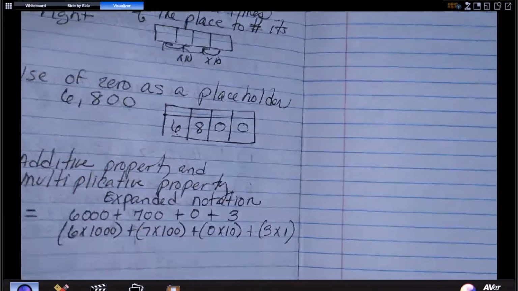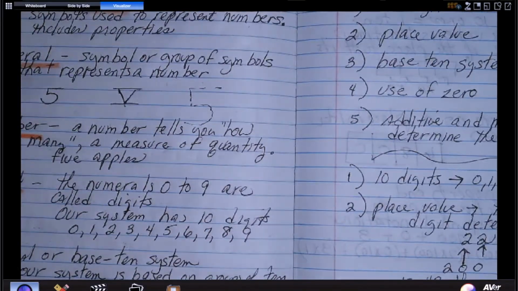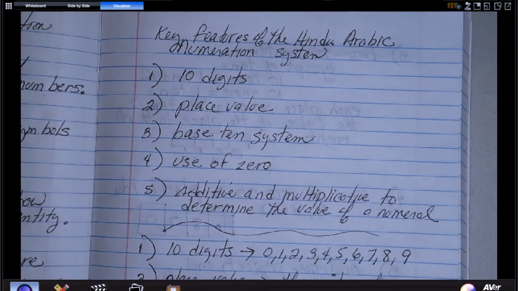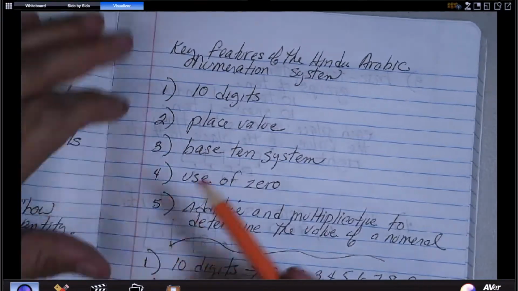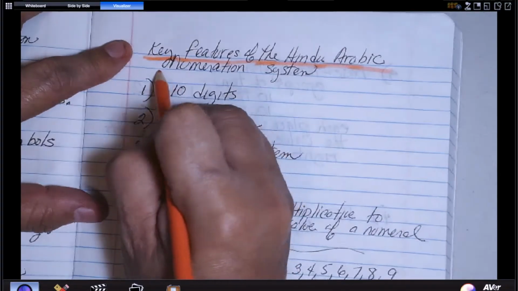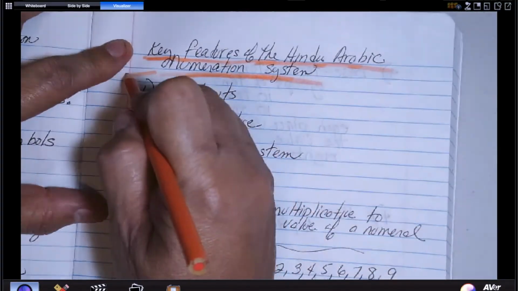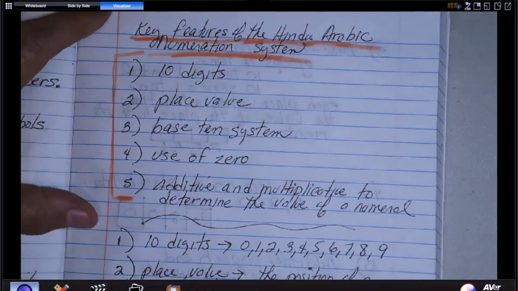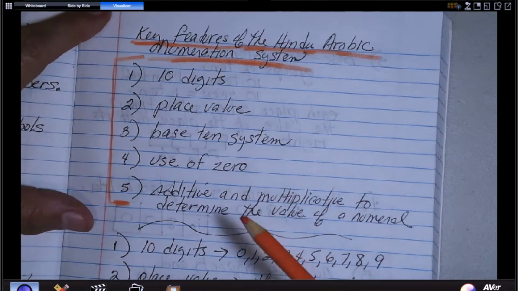Okay, so that's our summary. We've been kind of repeating them over and over just to help us here. Let's go ahead and highlight here, use a different color, the key features of the Hindu-Arabic numeration system. This is something that's very important. That will be one of our essay questions, and then we'll have to go through and explain.